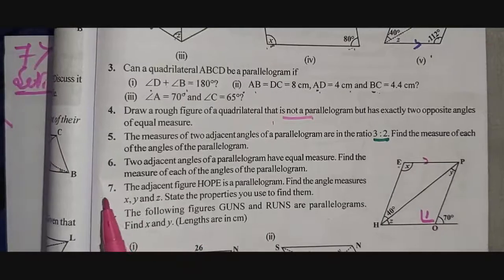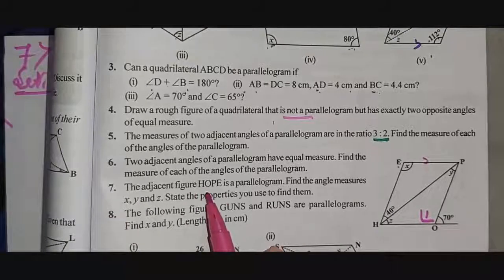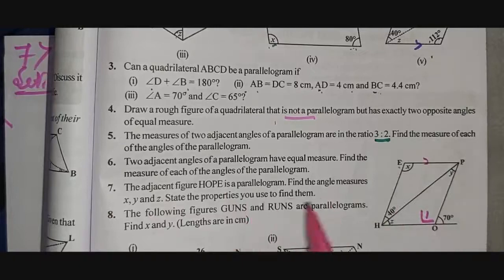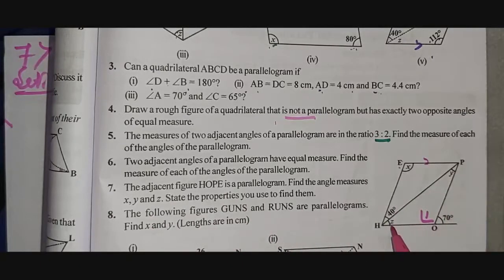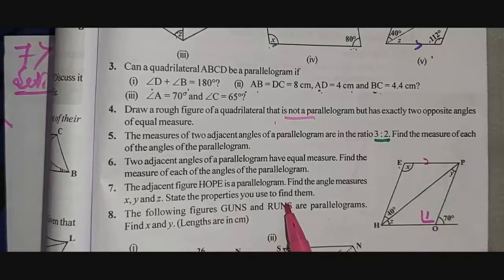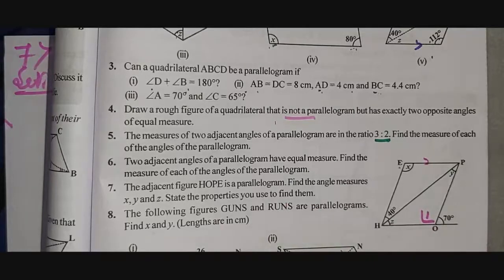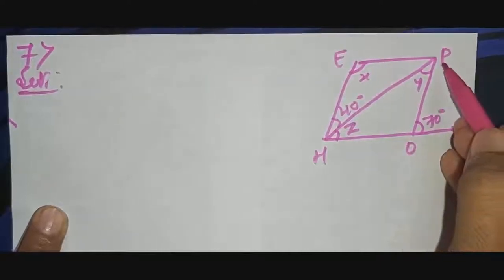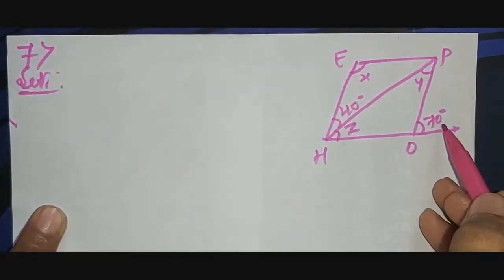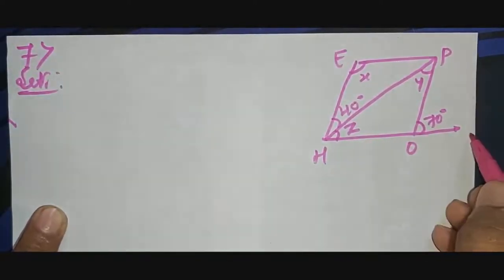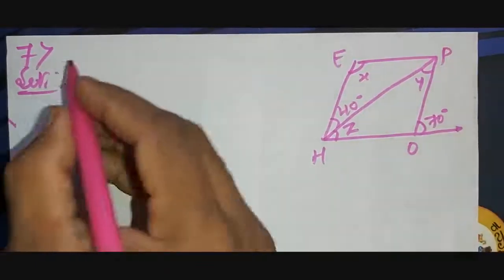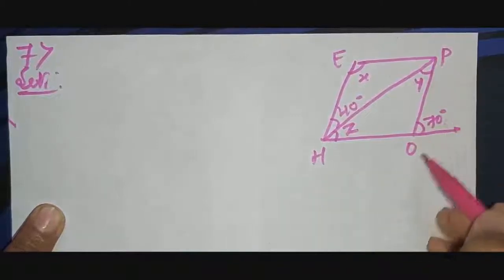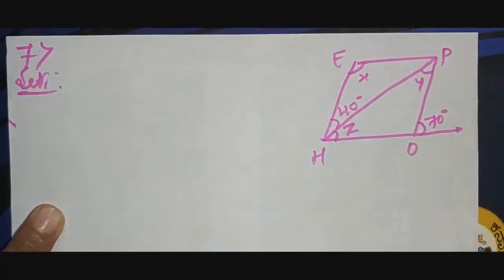Now let us discuss the seventh question. The adjacent figure HOPE is a parallelogram. Find the measures of the angles x, y and z. State the properties you use to find them. Here they have given a figure. See here, angle HOP plus 70 degrees is equal to 180, because HO is extended as a line, therefore this line is a straight line, which is equal to 180 degrees. Even a linear pair we can take.